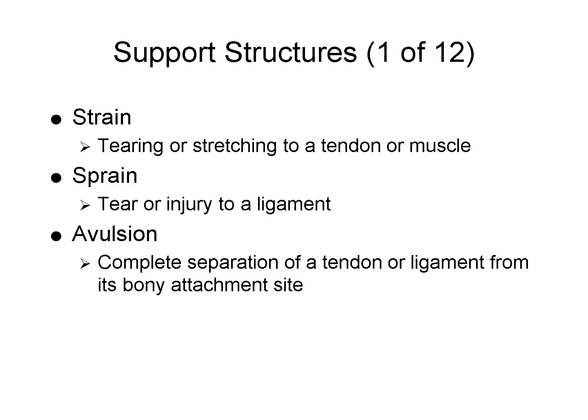Soft tissue injuries include strains, sprains, and avulsions. A strain involves a tear in a tendon or muscle, while a sprain is a ligament injury. An avulsion is when a tendon or ligament detaches completely from its bone attachment. These injuries range in severity and often require prolonged healing and rehabilitation.